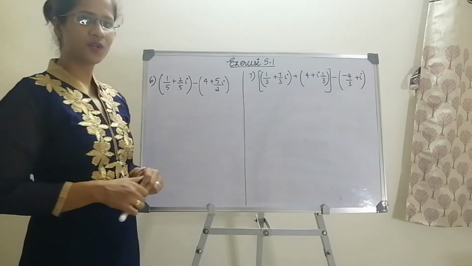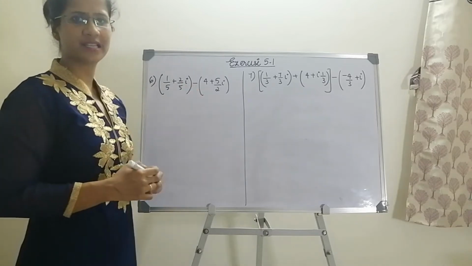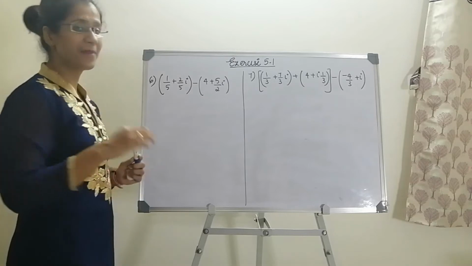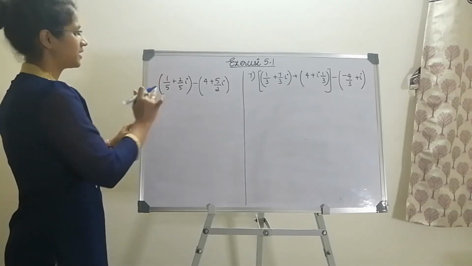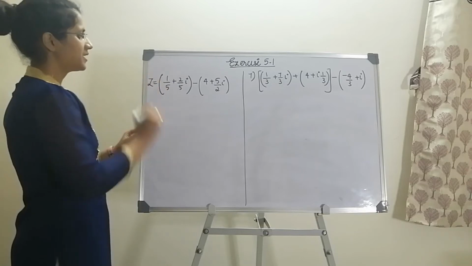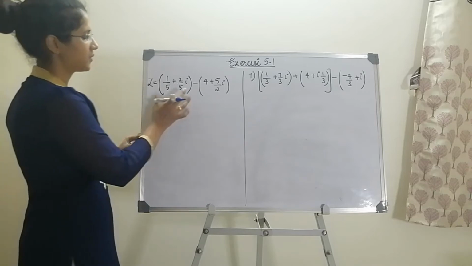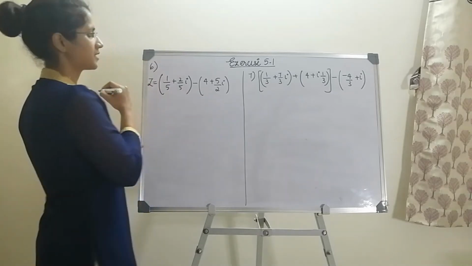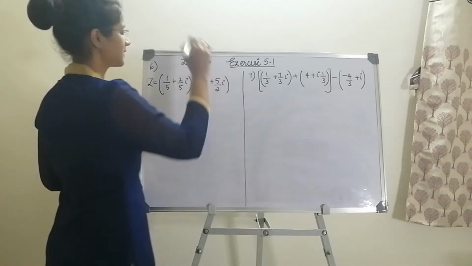So in my previous videos also I have mentioned, any question on complex number that is written, please denote it with Z. So this question number 6, whatever I have written, can be written as capital Z, the denotation of a complex number. Z is equal to so and so. This is my sixth question. Now I have to write my answer in the form of a plus ib.